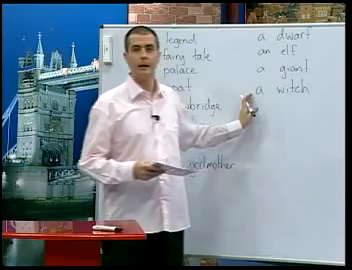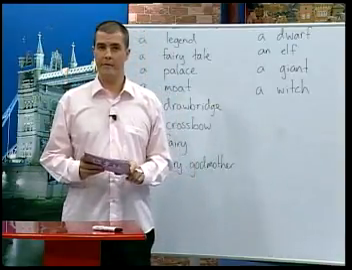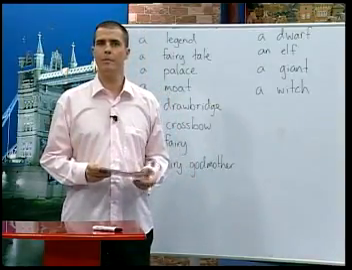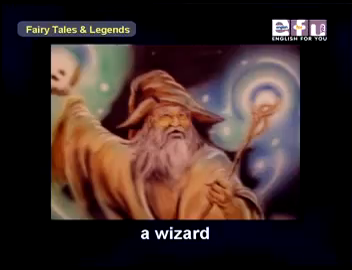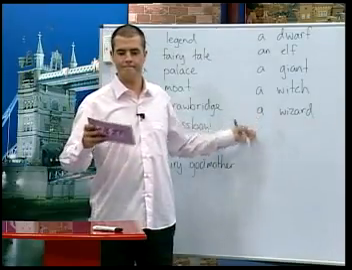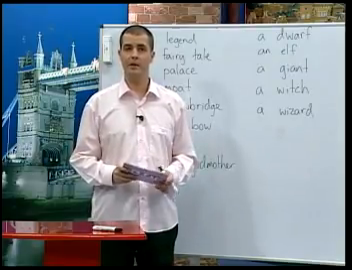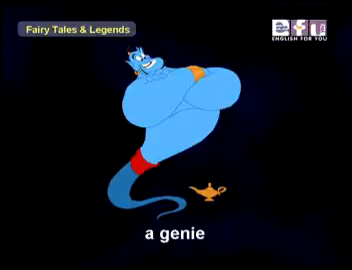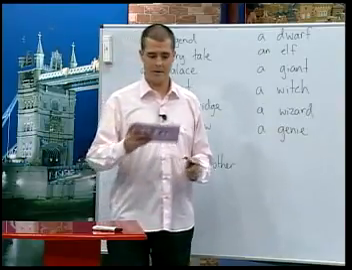A witch. A witch is an old woman who is supposed to have magical powers, especially to do bad things. And a witch rides around on a broom. A wizard. A wizard is an old man with magical powers, and a wizard is similar to a magician. A genie. A genie is a magical spirit that lives in a lamp.